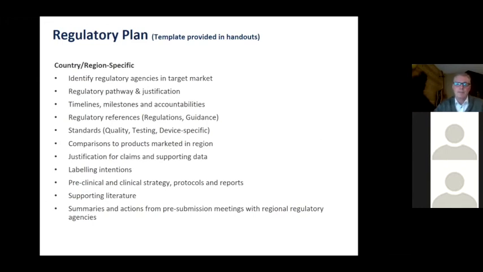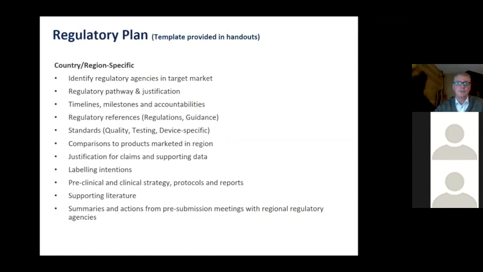Make sure that you have identified all the regulatory references that you need to identify for your particular products, that being the regulations that apply to them, the guidance documents that may apply to them. Make sure that you have identified all of the quality standards, testing standards that are device specific for your product. Make sure you have comparisons to the products that are marketed within that region. You need to have a very solid assessment of where your product is going to fit into the market. Have solid justification for any claims that you're intending to apply to your product.